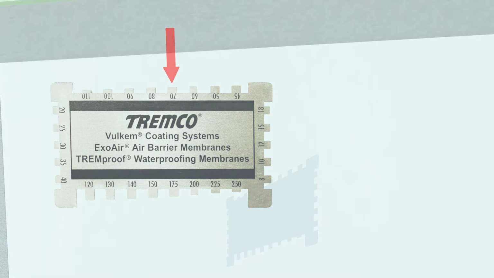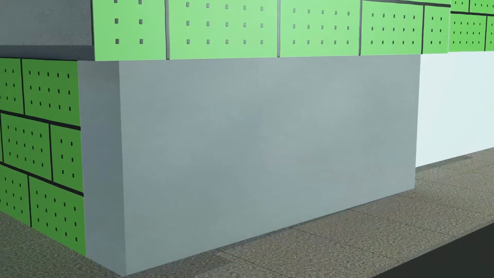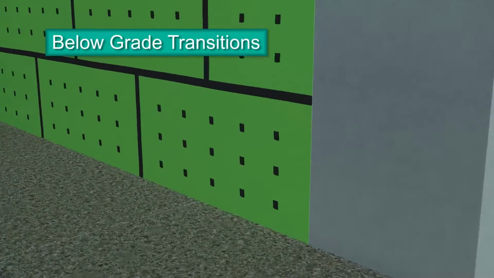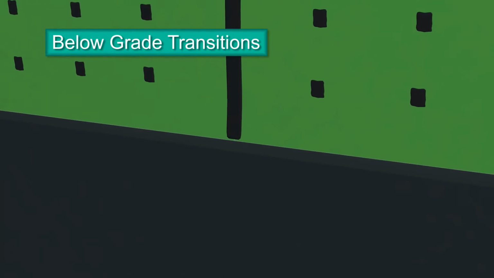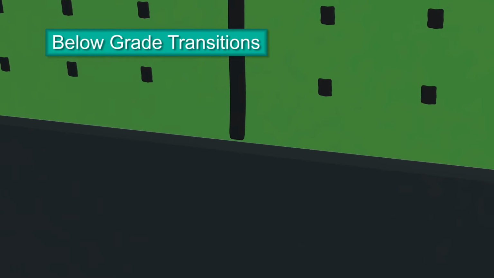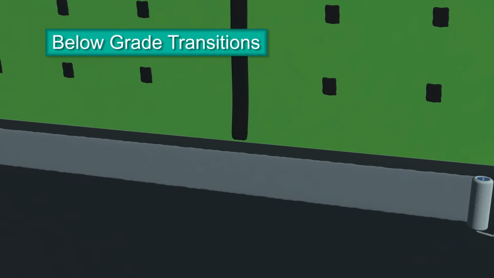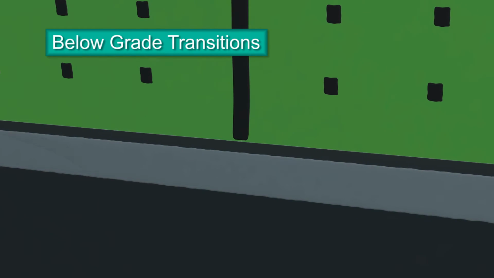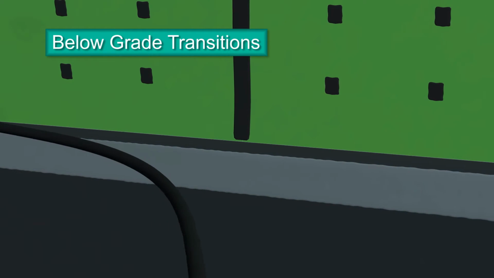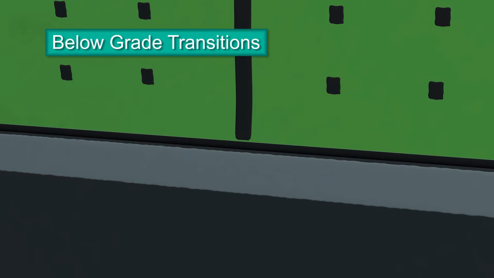When it comes to properly enclosing a building envelope, transitioning from below grade to the vertical wall is equally important. Start by priming the below grade waterproofing membrane with Tremco's epoxy primer. Roll the primer a minimum of 3 inches onto the waterproofing membrane. Insert backer rod into the gap between the panel and the below grade foundation. It should be recessed a maximum of 1/2 inch.